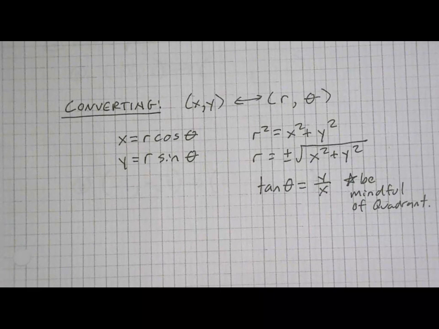R squared equals x squared plus y squared. That's just the Pythagorean theorem. That next one's kind of interesting. That's like the magnitude, but there's a plus or minus in front of it this time. We'll talk about negative values for r in a moment.